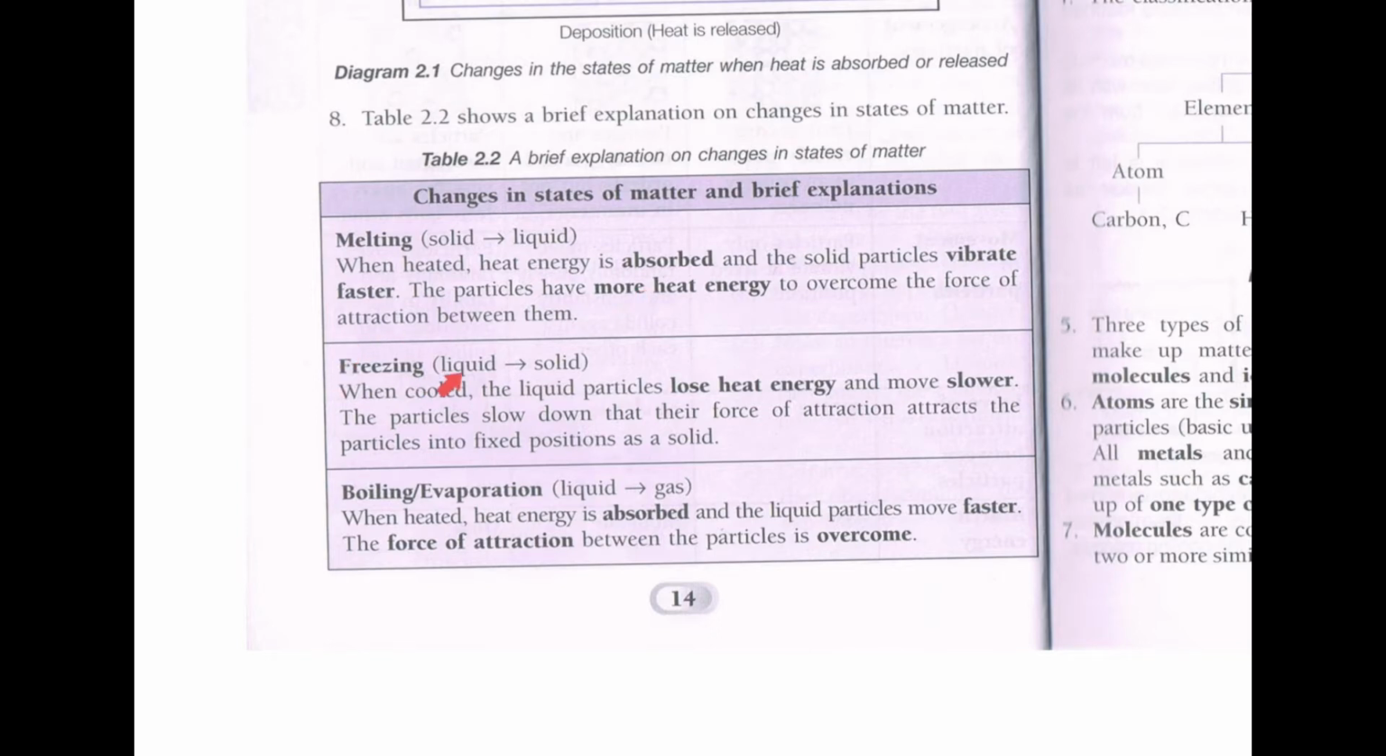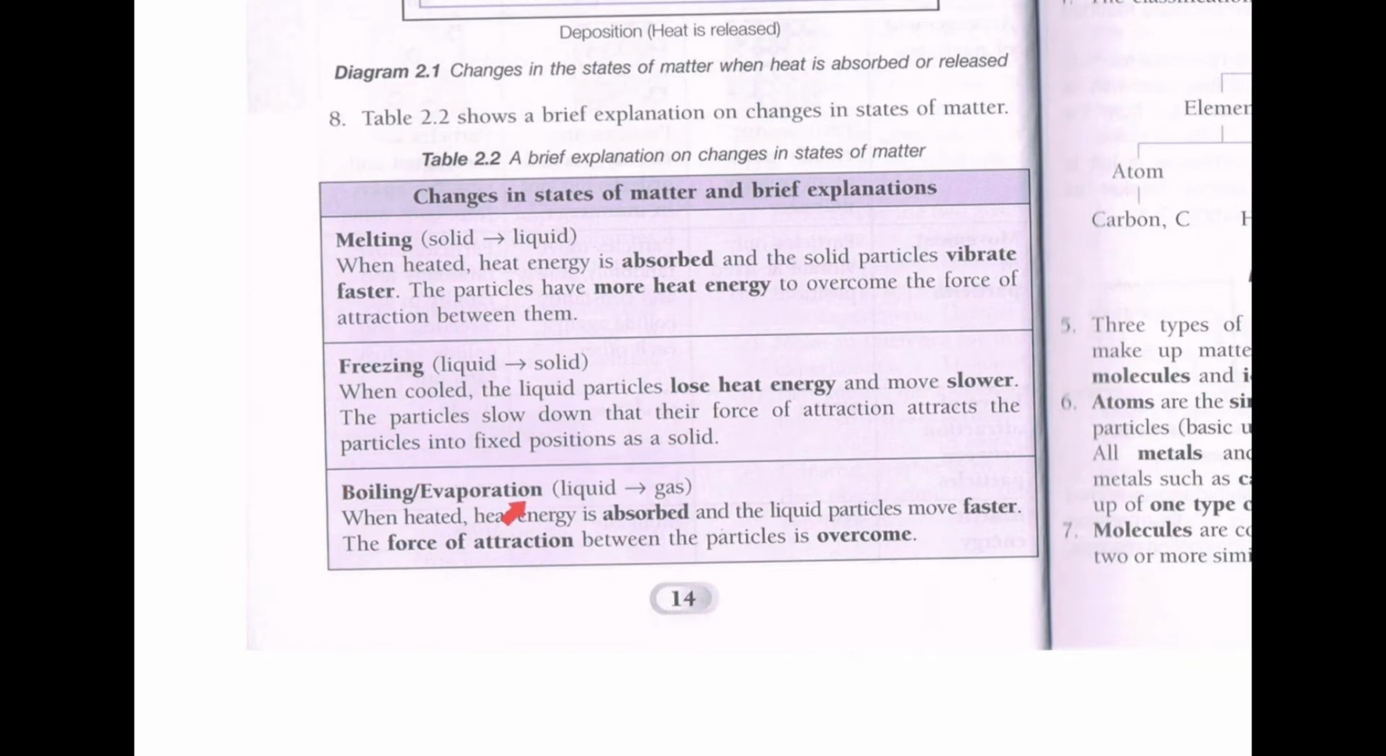Freezing, liquid to solid. When cold, the liquid particles lose heat energy and move slower. The particles slow down so that their force of attraction pulls the particles into fixed positions as a solid. So they slow down, they form the forces of attraction between the particles, then they arrange themselves in an orderly manner, then they become solid.